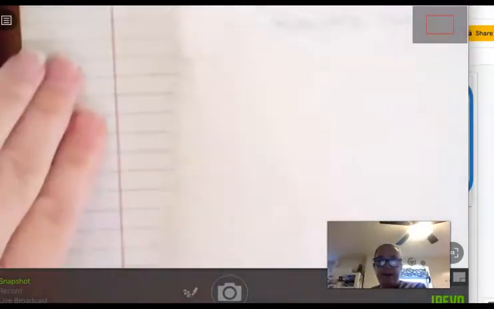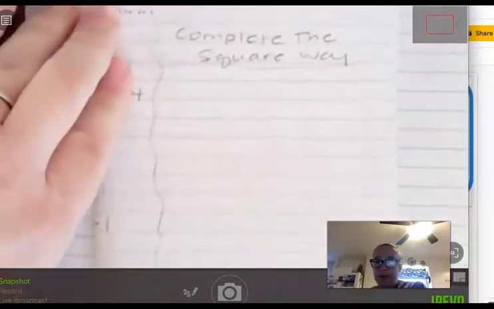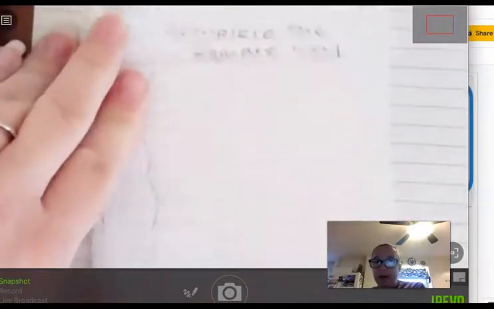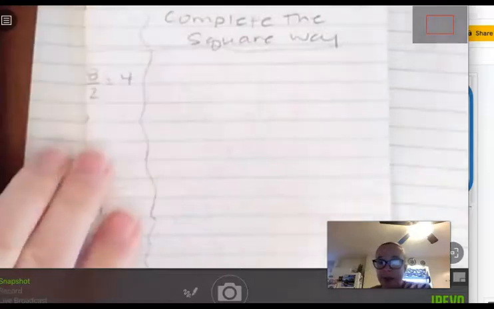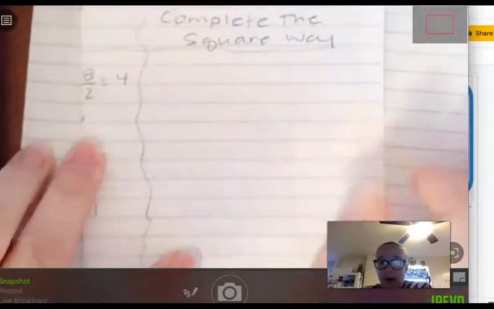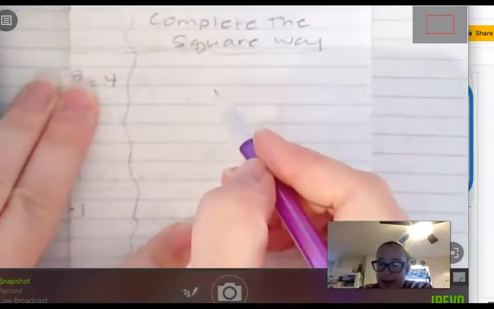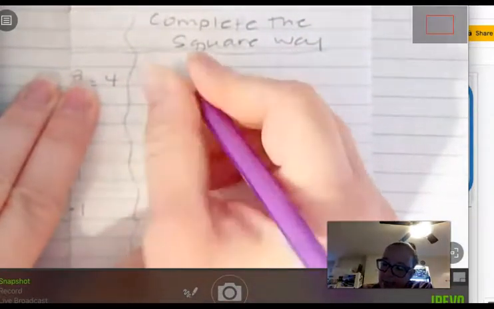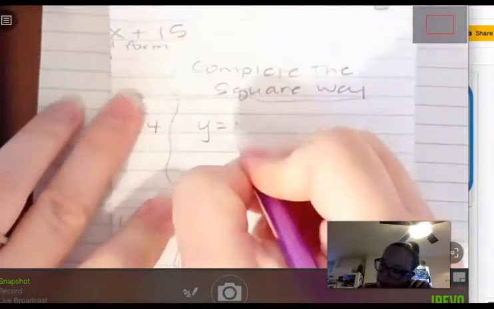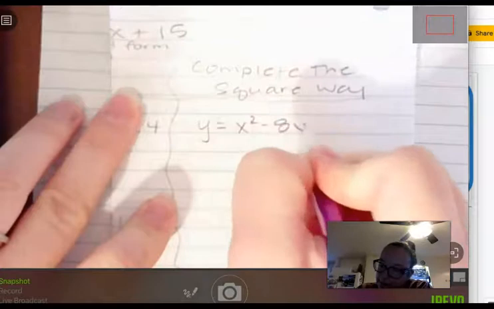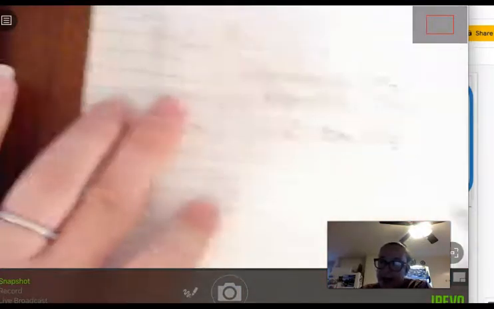All right, so now I'm going to do the complete the square way. Again, I am not going to have a preference. But there are going to be some questions where they're going to make sure you know how to do it both ways. Okay, so I'm going to take that same, let me just rewrite it. y equals x squared minus 8x plus 15. Okay, that's standard form.